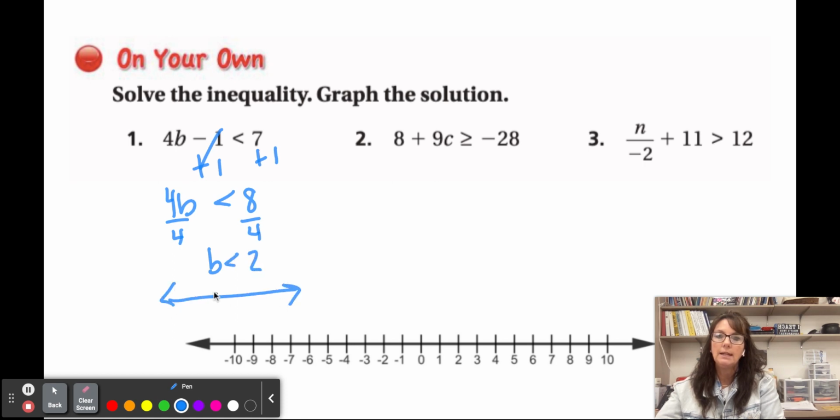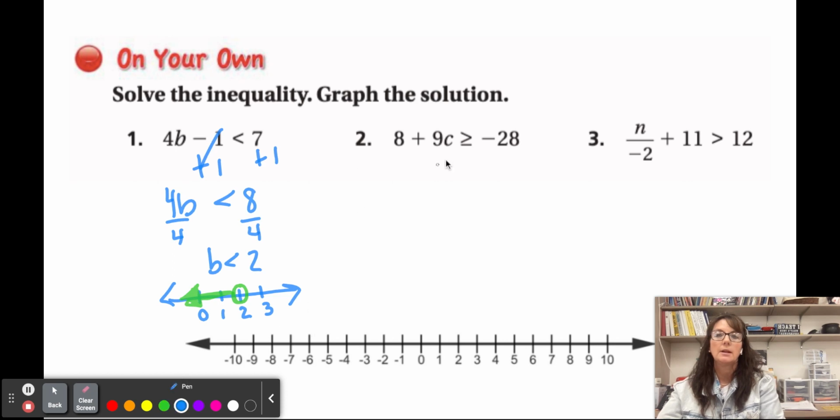And we only need a couple numbers around 0, 1, 2, 3, and then open circle at 2, and it will go left because we're talking about the numbers less than 2. 1 is less than 2, but 3 is not. So these numbers to the left would be shaded in.